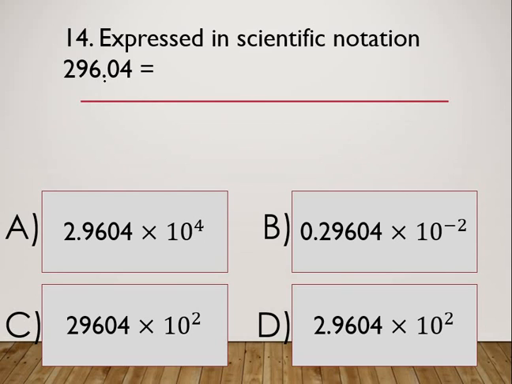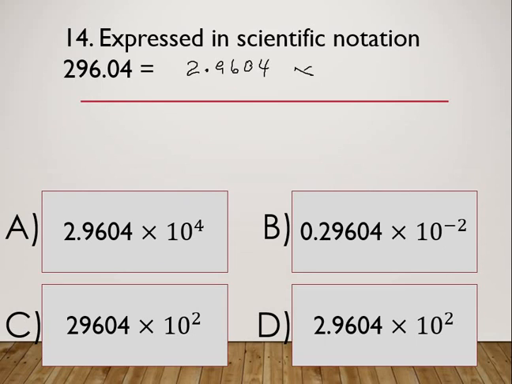And the best place for the point to go, so we have it as a number between 1 and 10, is after the 2. So we have 2.9604. This is a number between 1 and 10. It's a little bit less than 3, 2.9604. All right, but these two numbers are not the same. The place value of the 2 is 100, and the place value of the 2 here is 1. So how can we get them to be equal?